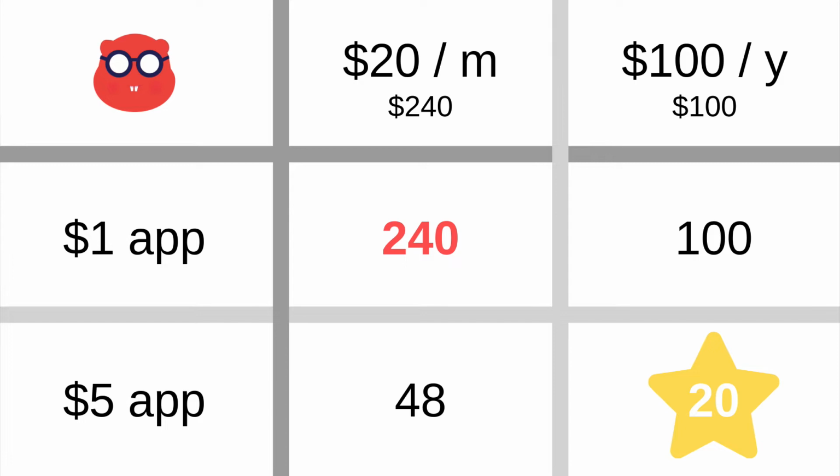But what does that look like if you're actually trying to break even by selling your app? Well, if you were to sell your app for $1, you would need to sell 240 apps in order to break even at the $20 a month mark. Whereas you see in the bottom right, if you took advantage of the $100 a year offer and you were to make a $5 app, you would only need to sell 20 apps in order to break even. And then everything after that would be money in your pocket.